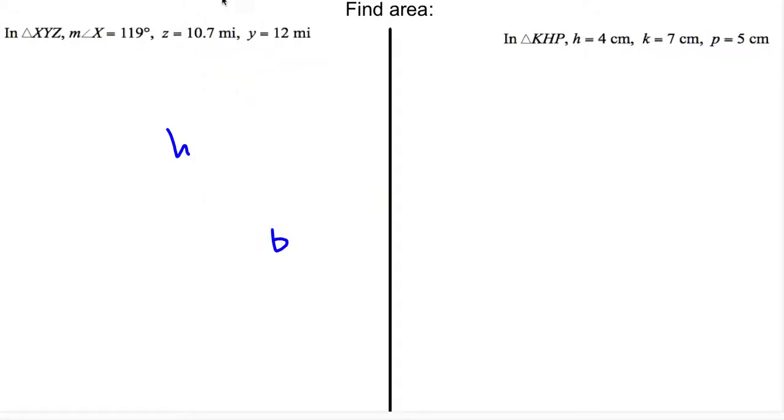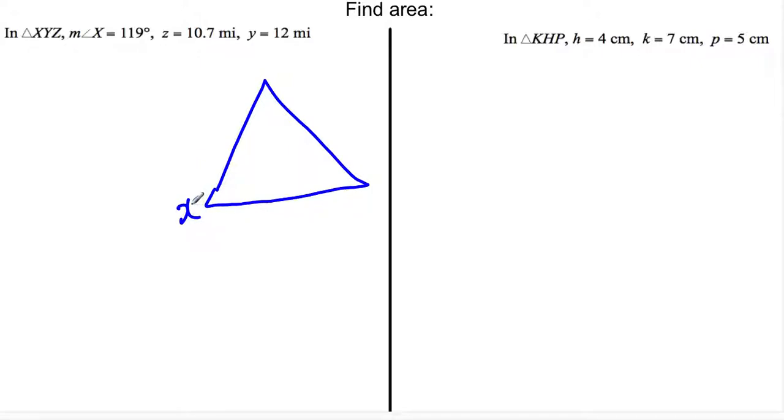Now where this becomes a problem for us is when we have triangles that we don't know the height for. So if I'm given a triangle like this, and let's say this is angle X, and we'll say that this is 12 and this is 10.7. That means that I have to find the height. Now the height is going to be perpendicular to the base. So in this situation, the base is 10.7, but I have to find the height.